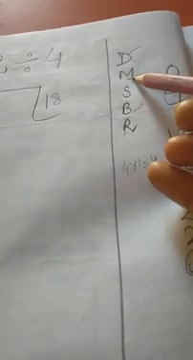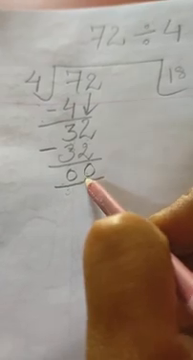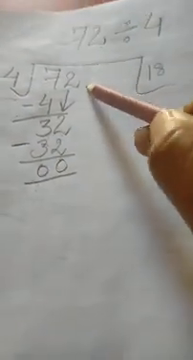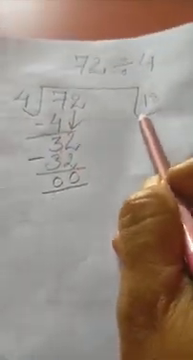After multiplication, next step is subtraction. So here we will do subtraction. 2 minus 2, 0. 3 minus 3, 0. You can see this subtraction is done. 0 is there, and there is no other digit to bring down. So our division is over. We got here quotient as 18. So our answer is 18.